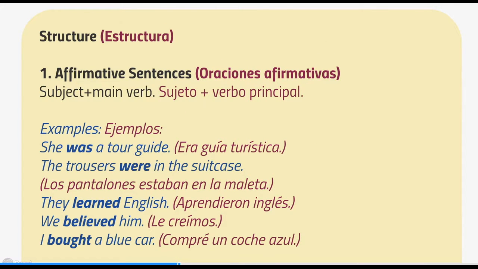Structure. 1. Affirmative sentences. Subject plus main verb. Examples: She was a tour guide. The trousers were in the suitcase. They learned English. We believed him. I bought a blue car.